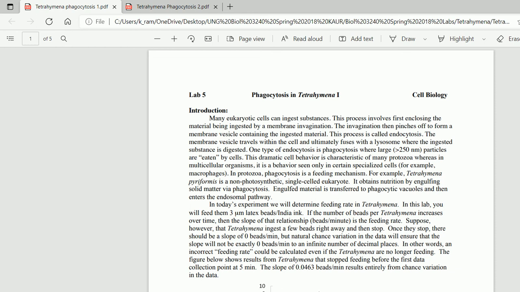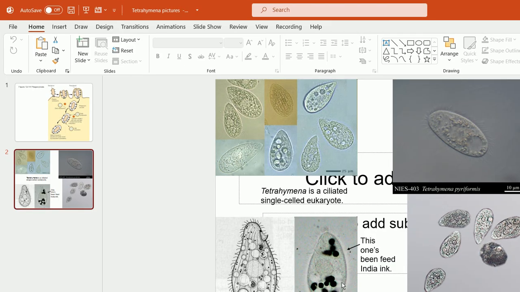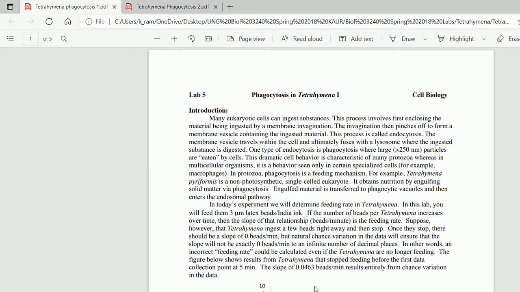Let me show you some pictures here. If you see this, this is tetrahymena, and this is staining done with the India ink dye. You can see these are the food vacuoles which are getting stained, and this is what you are going to look at under the microscope. We are going to use a phase contrast microscope for this lab, and you will be using bright field, and I will be there in the lab to help you focus everything.